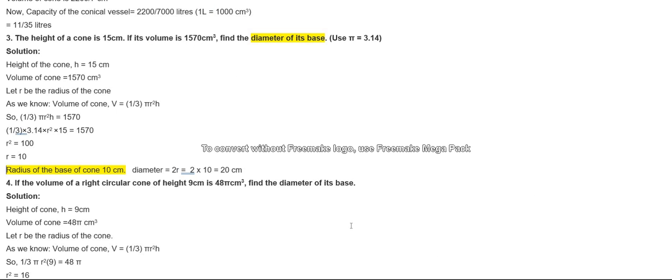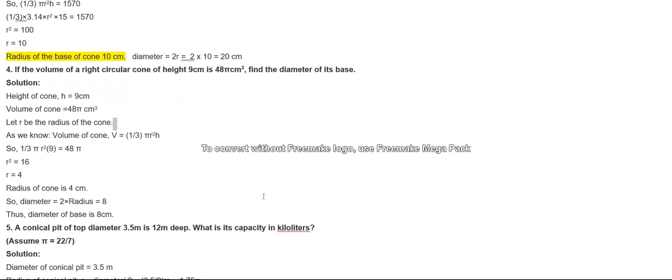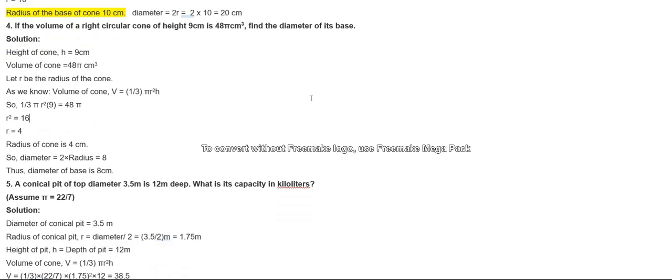Now, question number 4. It is also similar to question number 3. What do we have to find out here? Volume is given to us, height is given to us, and we have to find out the diameter. We will do it similar to question number 3.